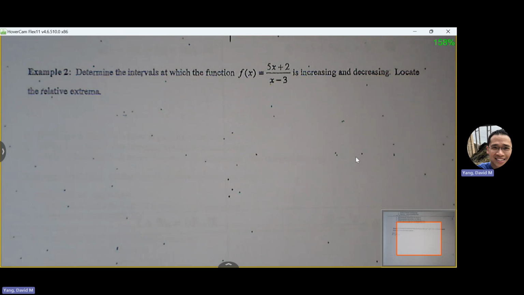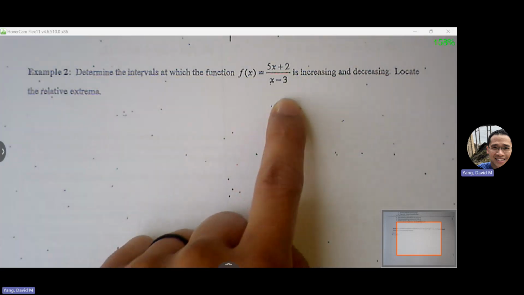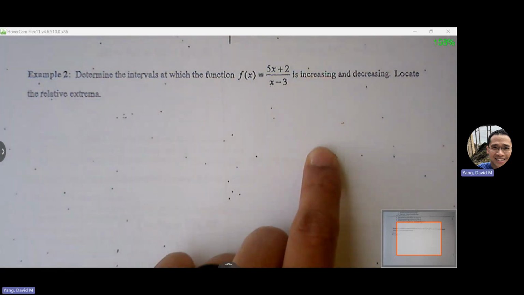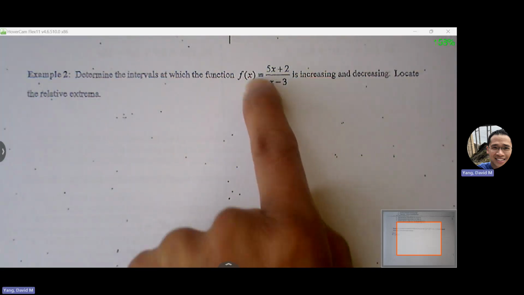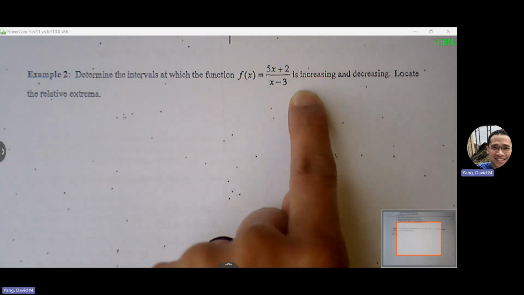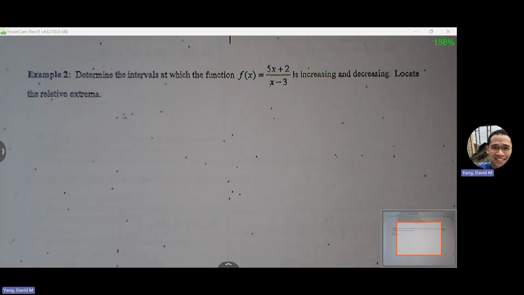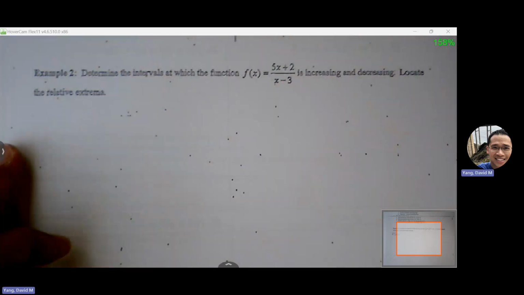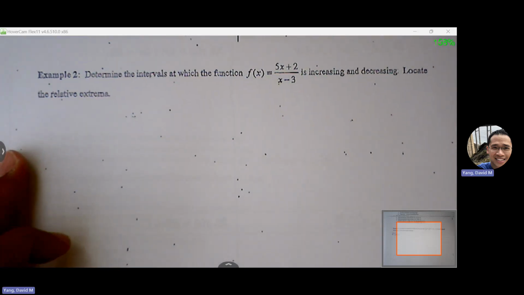All right, example 2. Determine intervals in which the function is increasing and decreasing. Locate the relative extrema. So there is something that we do need to pay attention to. Does anything stand out to you about this function? You see any potential breaks in the graph?